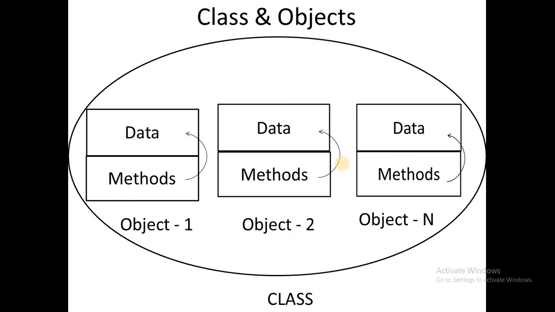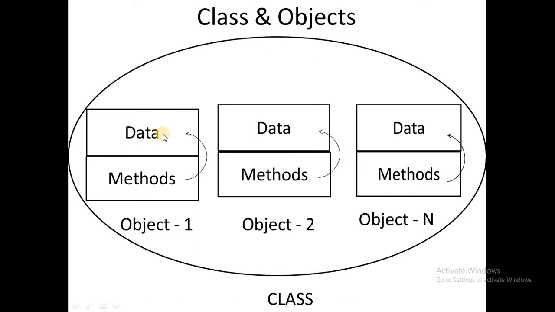See, in this pictorial representation, you can see the demonstration of classes and objects. Here there are n number of objects. The whole thing we call a class. Class is a collection of similar type of objects. Each object has two components, one is data and another one is methods.